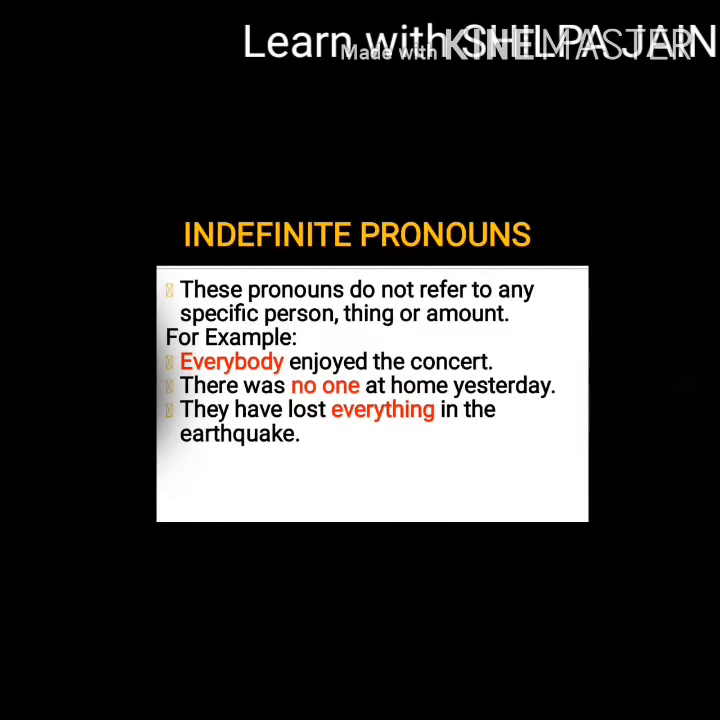Next, indefinite pronouns. These pronouns do not refer to any specific person, thing or amount. Means they refer to persons or things in a general way. Like everybody enjoyed the concert. There was no one at home yesterday. They have lost everything in the earthquake.